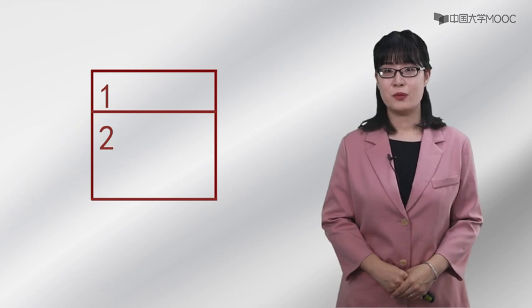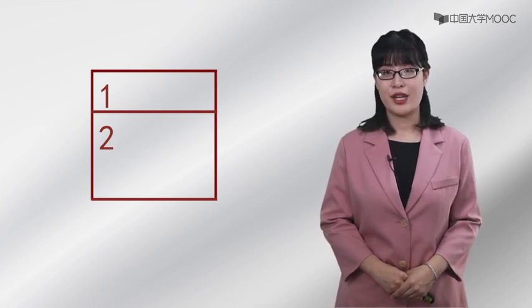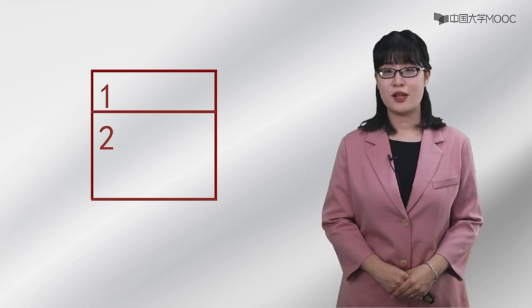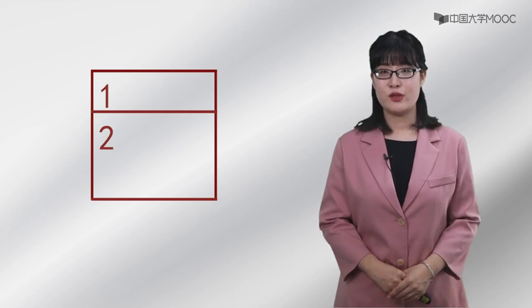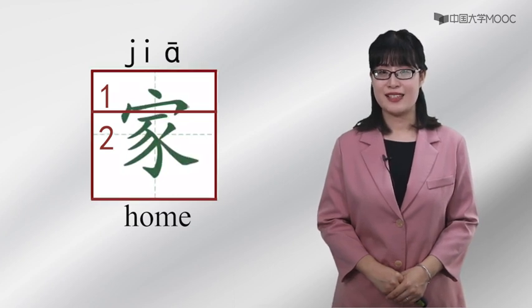For example, the character 家, which means home, should have a top small, bottom big structure. So we draw a structure picture like this and write down the numbers. Then we write each component in the stroke order, like this. You can try this on every other characters that we have learned today. Keep practicing and you will get better.